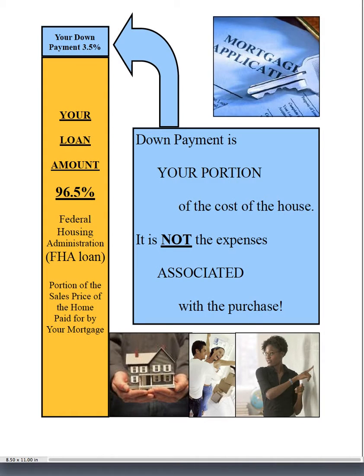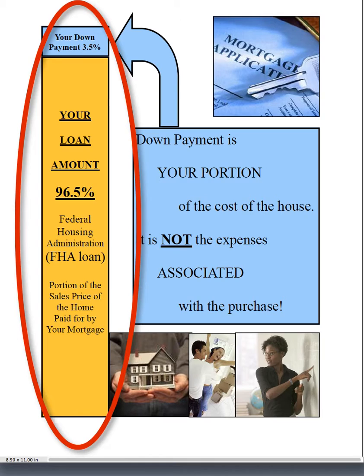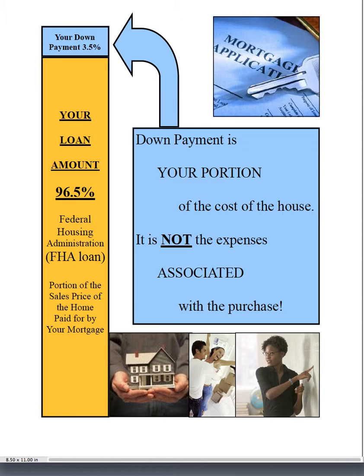The down payment is your portion of the cost of the house. It is not the expenses associated with the purchase. What does that mean? Well, if you look at the column on the left-hand side, you'll see the yellow portion says your loan amount 96.5%. This is for a Federal Housing Administration, FHA, loan. That's the portion of the sales price of the home that's going to be paid for by your mortgage. And mortgage is the same thing as a loan.